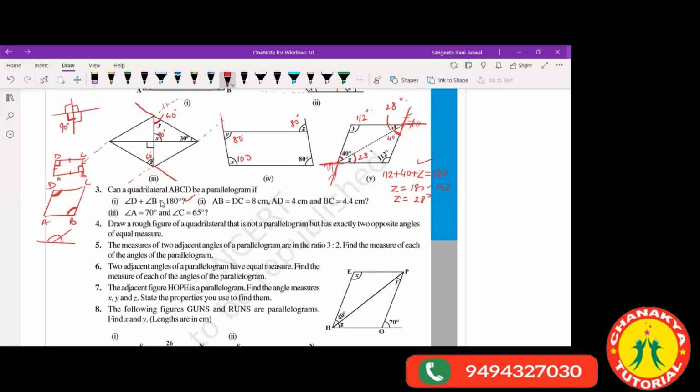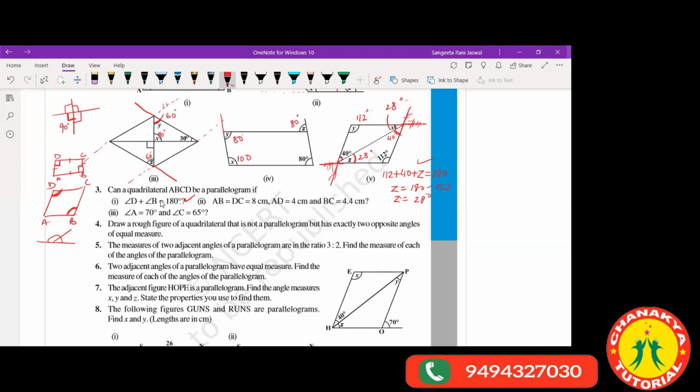But if all angles are 90 degrees here, then B plus D can be 90 plus 90, which is 180. So it's only in some special cases, not always. Yes, you understood now, Gagana? Yes, ma'am.